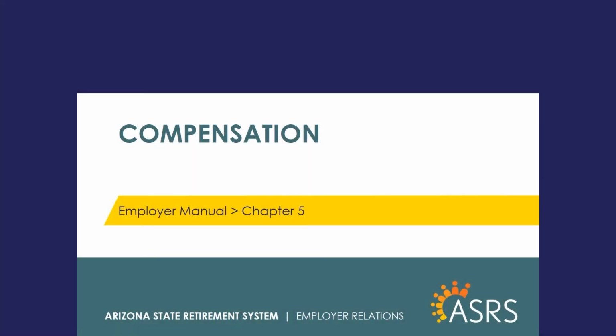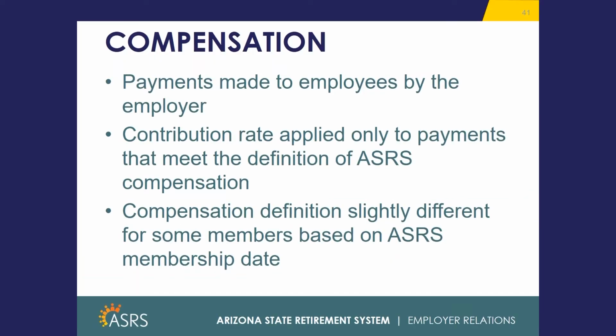Look at compensation. This is in Chapter 5 of the Employer Manual. Compensation is payments made to the employees by the employer. Its contribution rate will be applied only to payments that are defined as compensation for ASRS purposes. We're going to go into more detail here now on what that is.